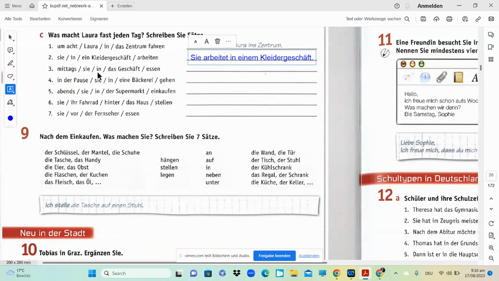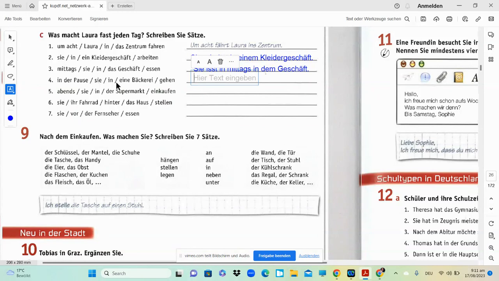Okay, Mittag sie in das Geschäft essen. So sie isst. Why isst? Because that is the form of essen. In mittags, in das Geschäft. Okay, or in das Geschäft or in dem Geschäft, because it's going to be dative over here, so you will say in dem, or im is also okay over here. Okay, so let's just speed up because I think the video can go very long.